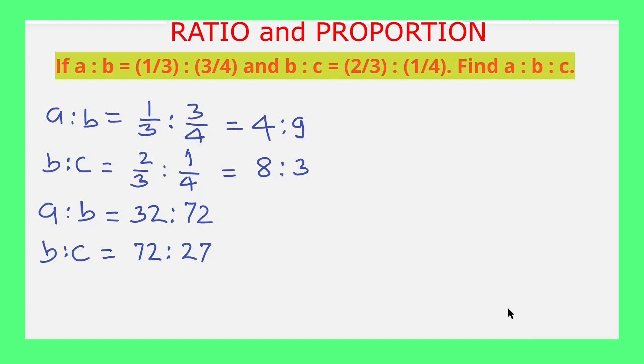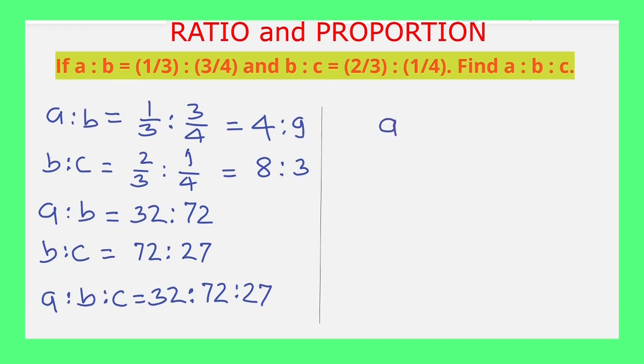Here in A ratio B and B ratio C, the value of B is the same, which is 72. So we can write A ratio B ratio C equal to 32 ratio 72 ratio 27. And our answer is A ratio B ratio C is 32 ratio 72 ratio 27. Now we solve this question by the shortcut method.